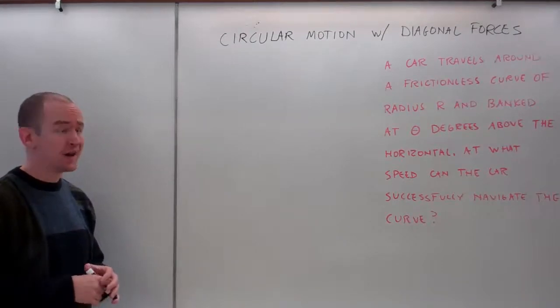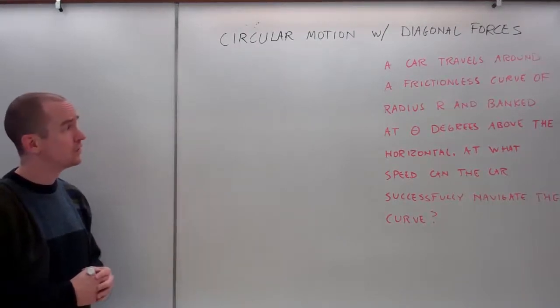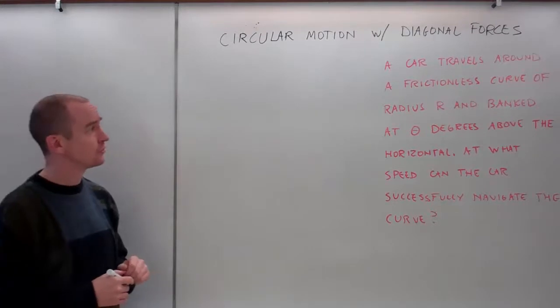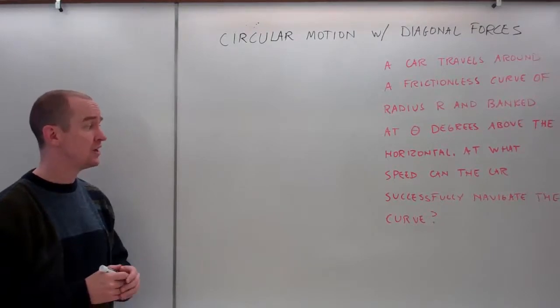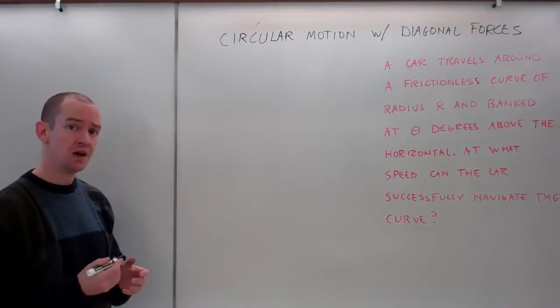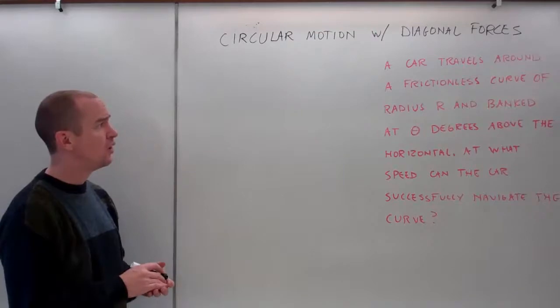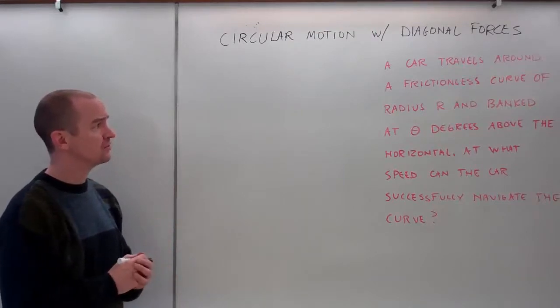The best way to attack this is to just start with a problem. A car travels around a frictionless curve of radius r and banked at theta degrees above the horizontal. At what speed can the car successfully navigate the curve? The first thing we should consider is why we have frictionless and banked.